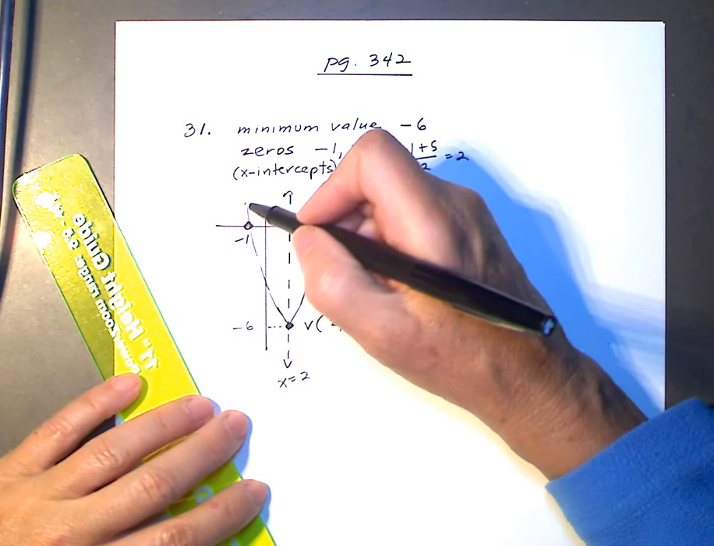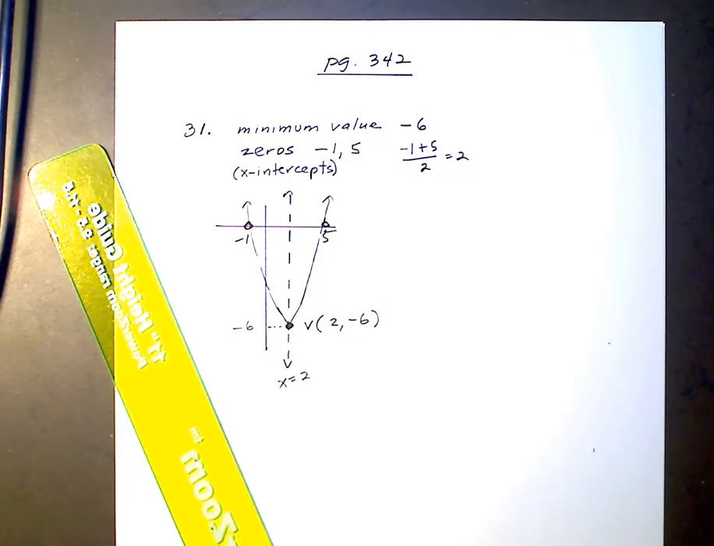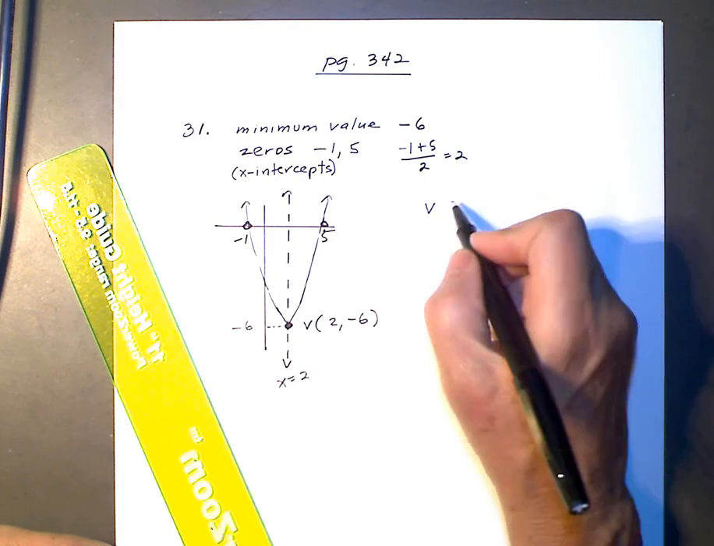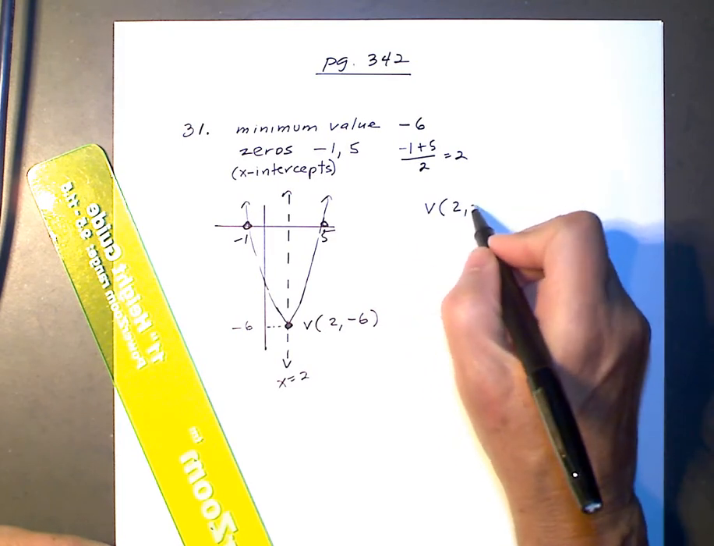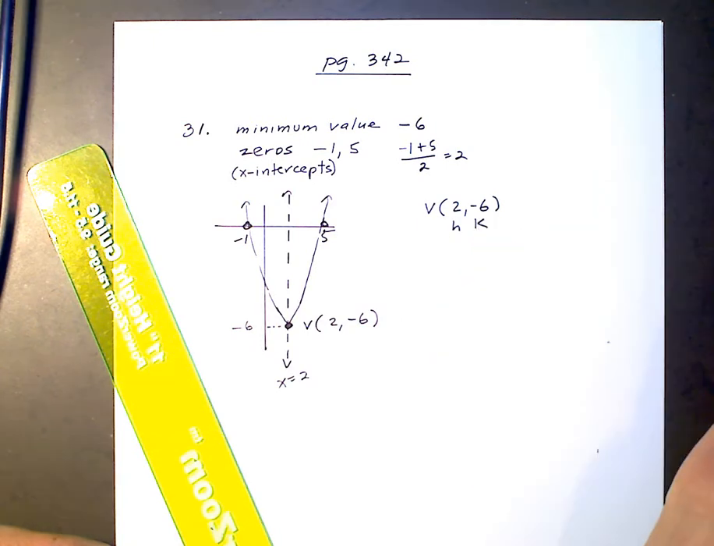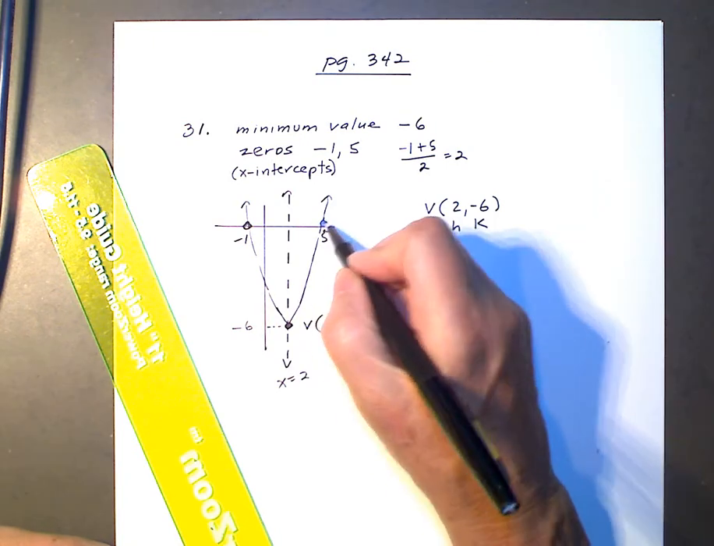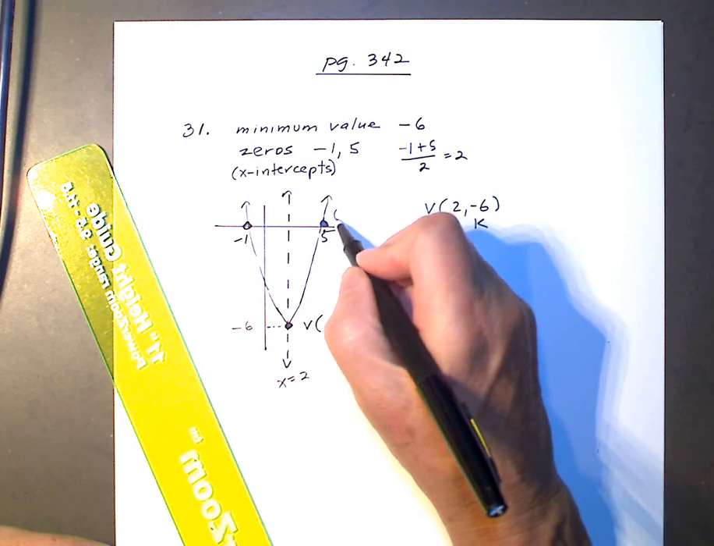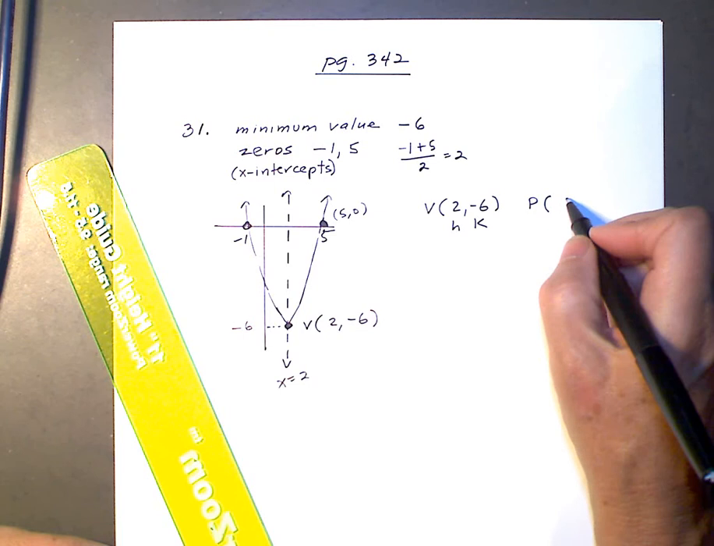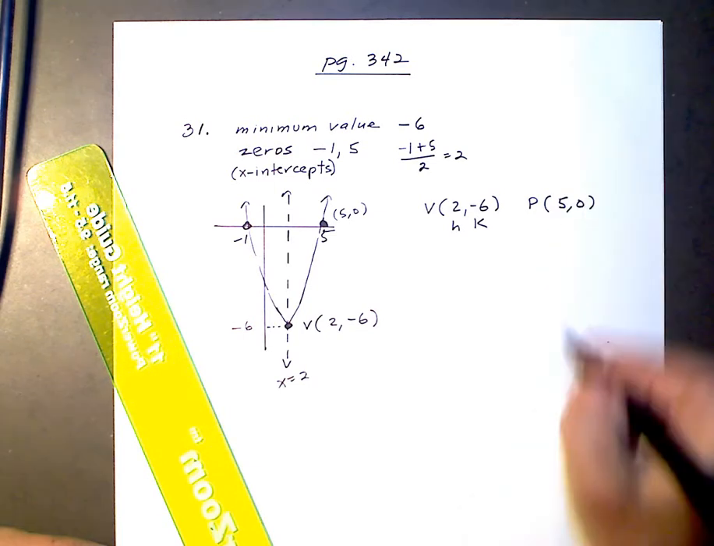So I want the equation in standard form, but I can start off writing it in vertex form first, because I know that the vertex (h, k) is (2, -6). And I can pick any other point I know on the parabola, so I'm going to go with this ordered pair of (5, 0) to give me an x and a y coordinate.